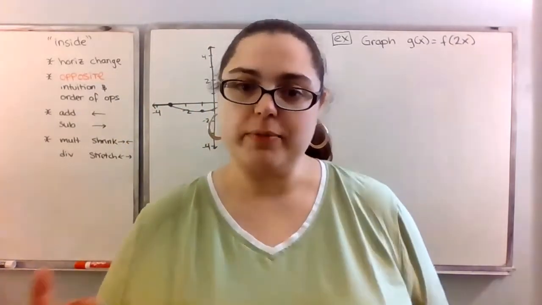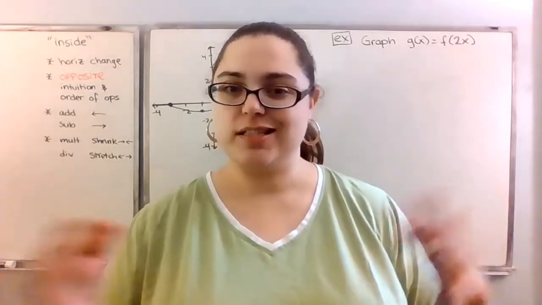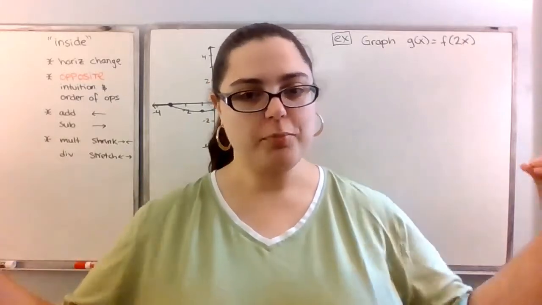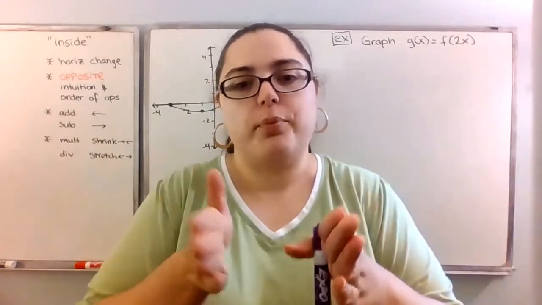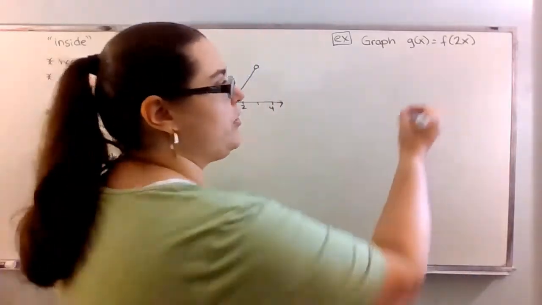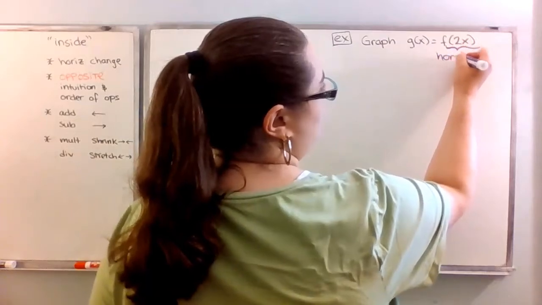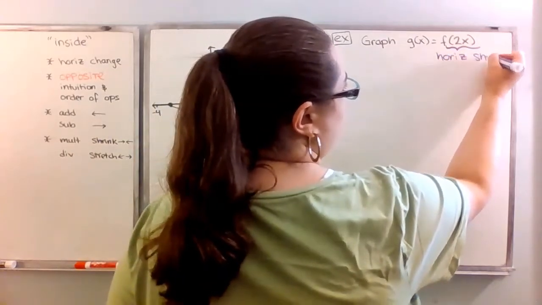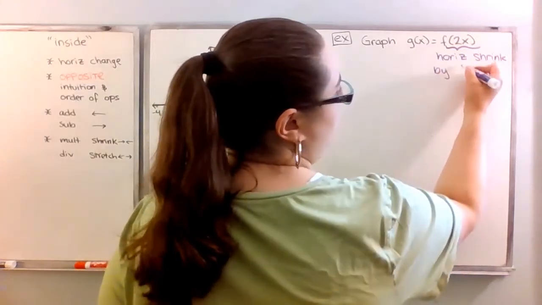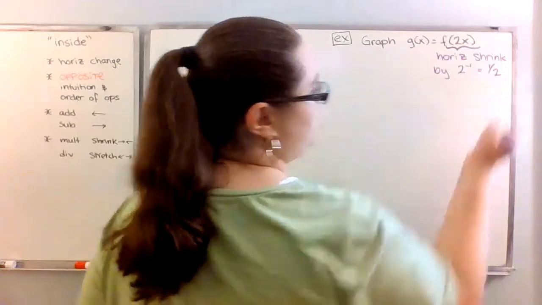Since we're multiplying, that means we're going to have either a stretch or a shrink. And because it's horizontal, it's inside, it works against what we want it to do. Instead of stretching by 2, this is actually going to compress. Okay, so we're going to shrink it in half. So this times 2 means a horizontal shrink by, and I'm going to write 2 inverse here, which is 1/2.